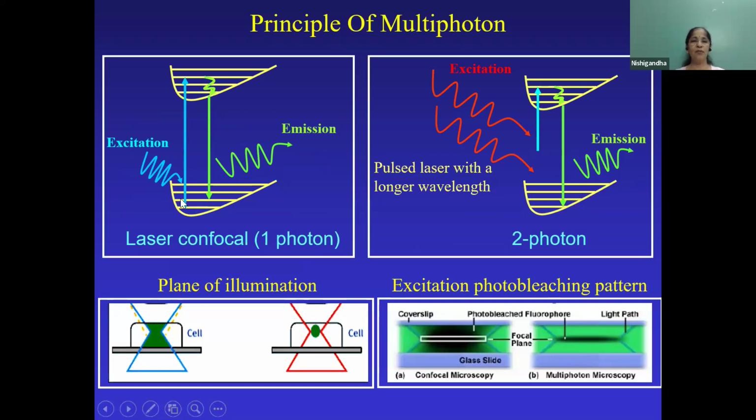As I explained, in the case of laser confocal microscope, you have a blue excitation which excites the fluorochrome. It goes to a higher state and then emits light of a higher wavelength. At this illumination, the whole object is illuminated. So naturally, there is photobleaching of the total area that is exposed to the laser. In the case of two photon, say for example a red laser, these are pulsed lasers. So they come as a wave.